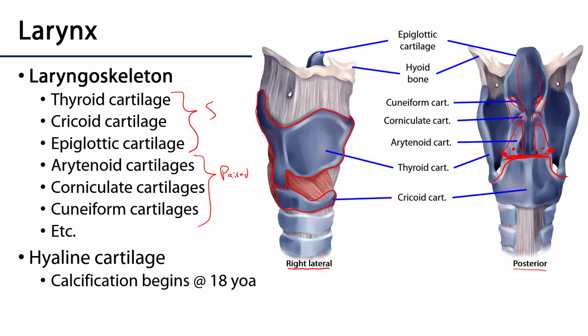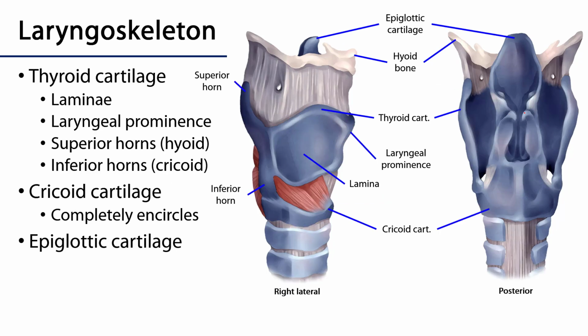There are many other types of cartilages that can form within the various membranes and ligaments of the laryngeal skeleton, but these are the major ones. These are all comprised of hyaline cartilage, and as people age, they become increasingly more calcified. And this process of calcification begins at about 18 years of age. So let's take a look at some of the features of these laryngeal cartilages.